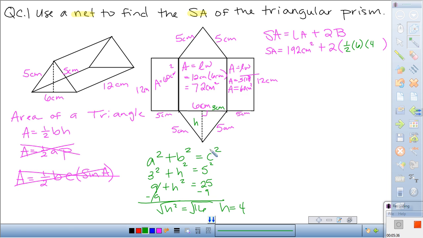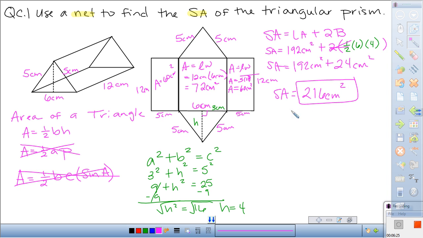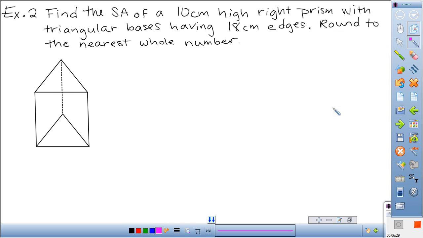So now I'm going to solve my formula here. Surface area equals 192 centimeters squared plus 2 times 1/2, those cancel, and 6 times 4 is 24 centimeters squared as well, so that surface area equals 216 centimeters squared. And there's my surface area. Moving along to example 2.